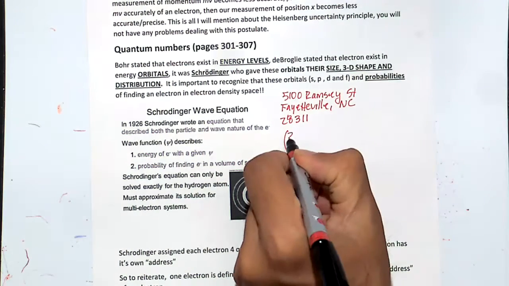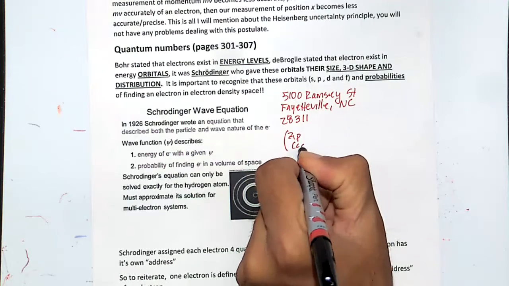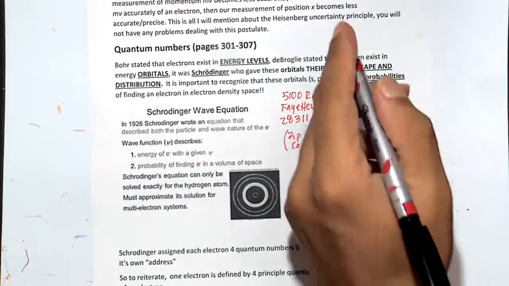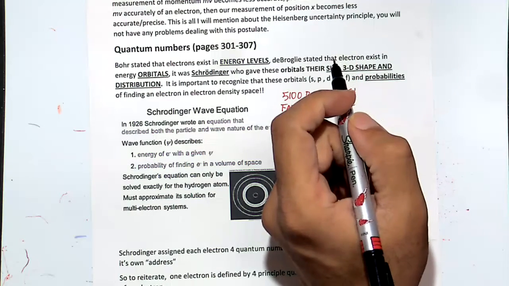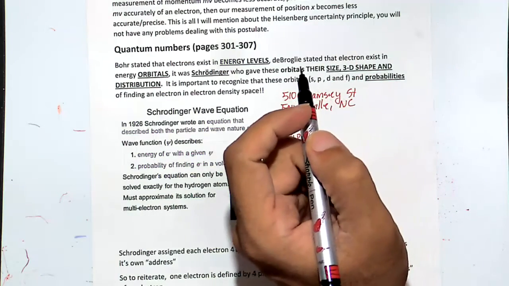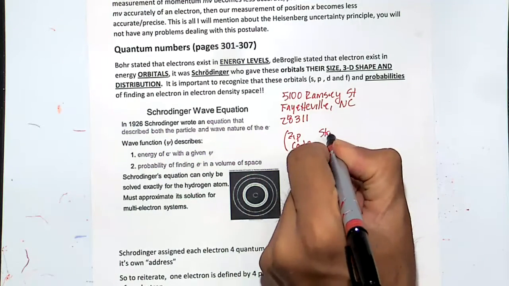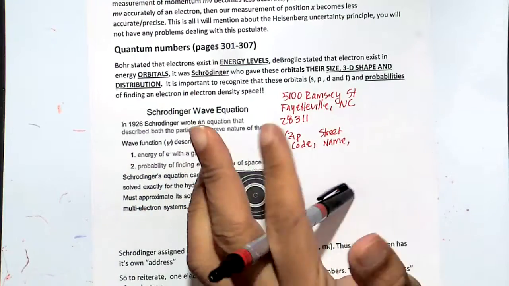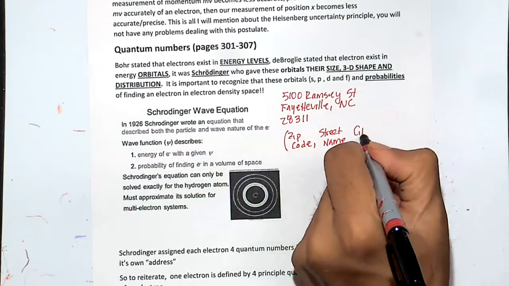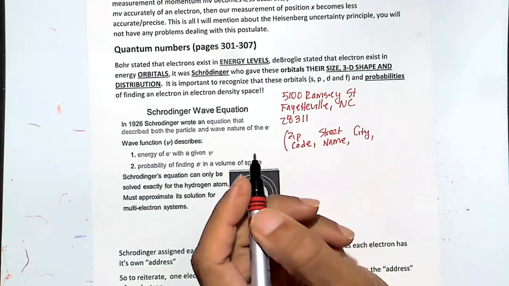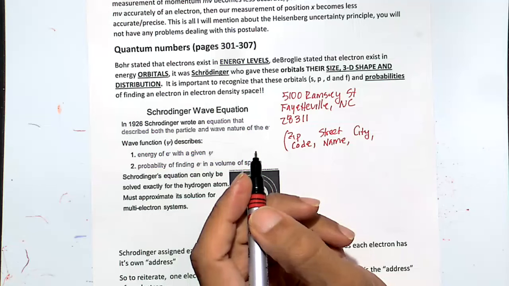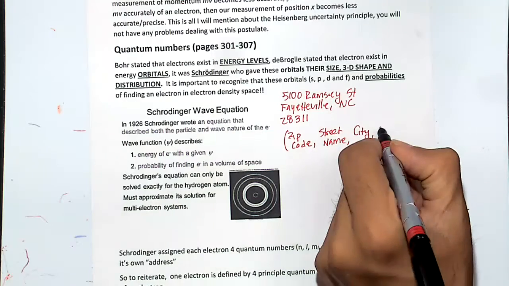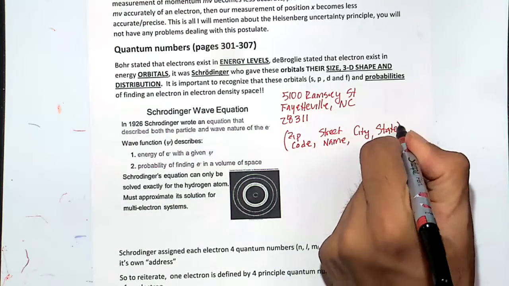Zip code, very good. Can you give me three more? Street, okay. Two more. City, Fayetteville. And then one more. State, yep. Address, state, okay. So very good.